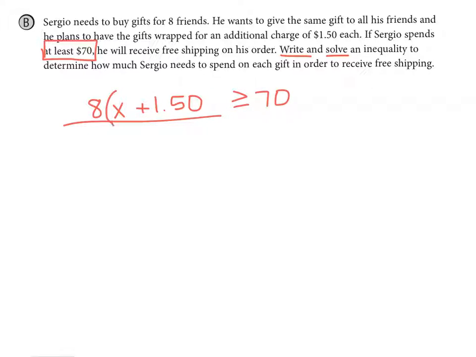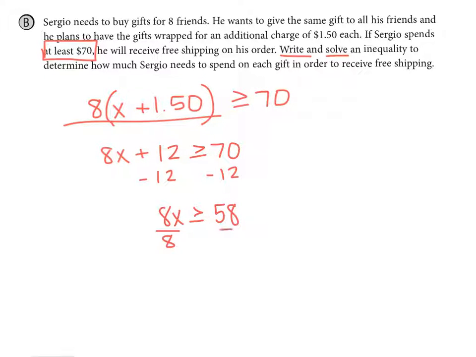So to do that, we have to add parentheses. Because for each person, he's paying the price of the gift and $1.50 for gift wrapping. All right. If we were to solve this inequality, we would probably distribute first. So that's 8x plus 12 is greater than or equal to 70. Then we would subtract 12. All right, so 8x is greater than or equal to, what is that, 58. And then divide by 8.